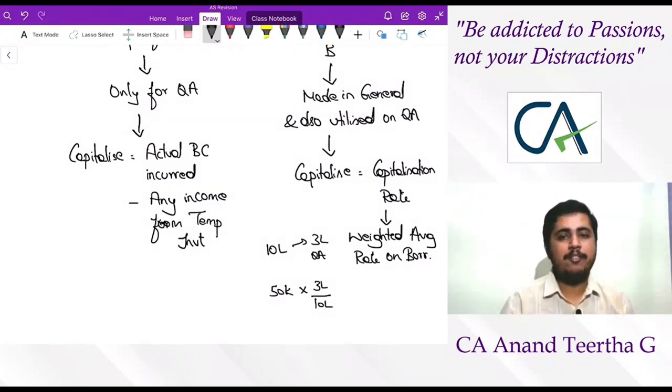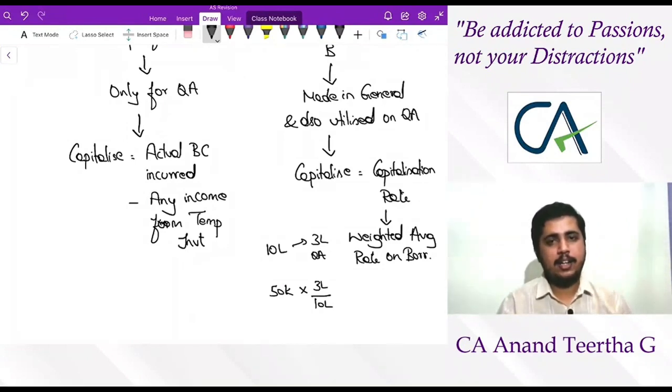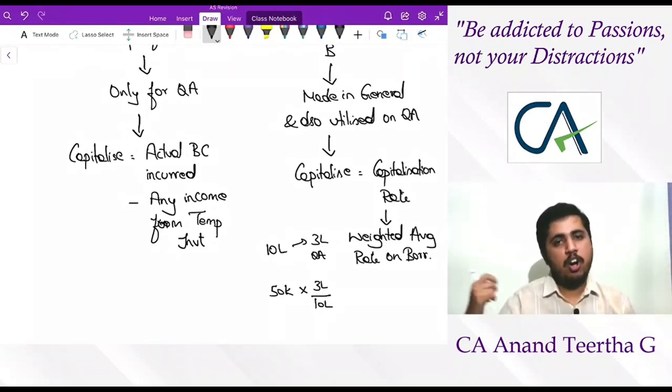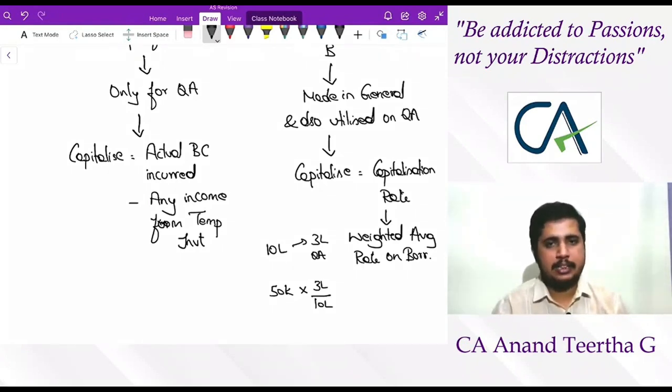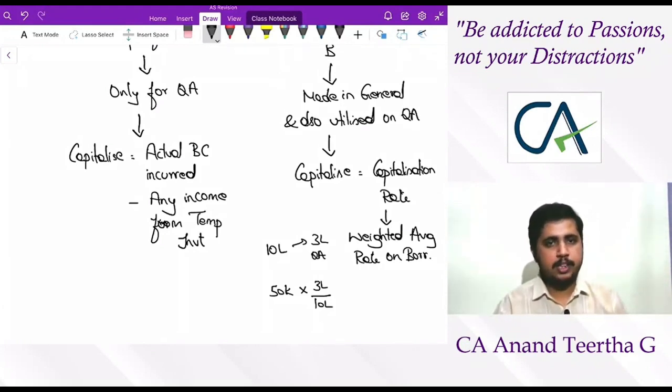Since you apply a weighted average rate, which is on an estimation basis, the amount which you calculate for capitalization should not exceed the actual borrowing cost. That's one disclaimer given by the standard. If it was specific borrowing, obviously it would never exceed. But if you take a general basis, a capitalization rate, chances are the amount might increase. So that amount should not exceed the actual borrowing cost. So this is how general borrowing comes into the picture.